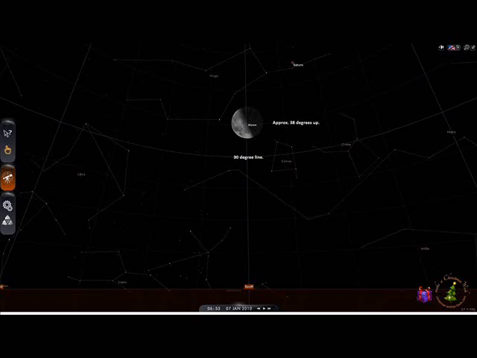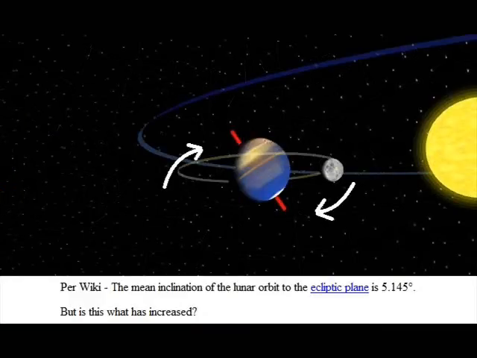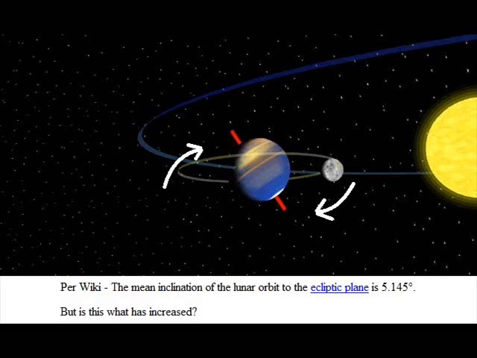You guys can give me some feedback on that, but to me, it seems like the tilt of the moon's orbit has increased, and per wiki, the mean inclination of the lunar orbit to the ecliptic plane was 5.145 degrees, but I'm wondering if that is what has increased.